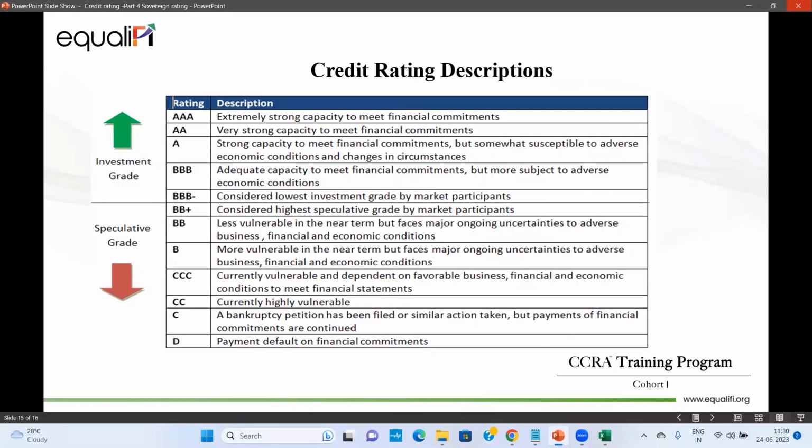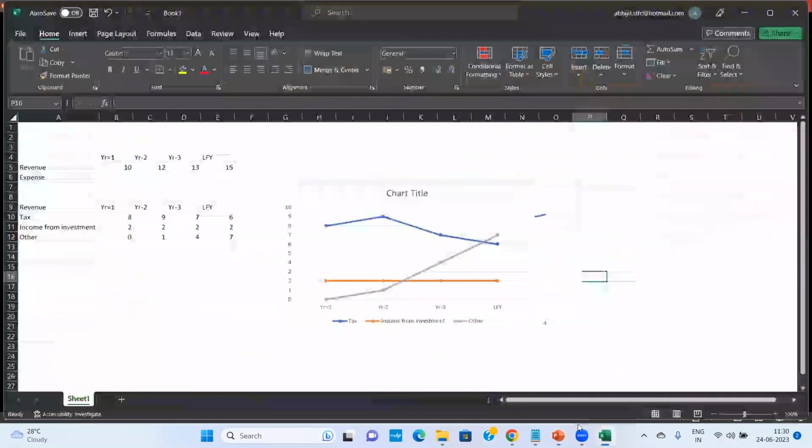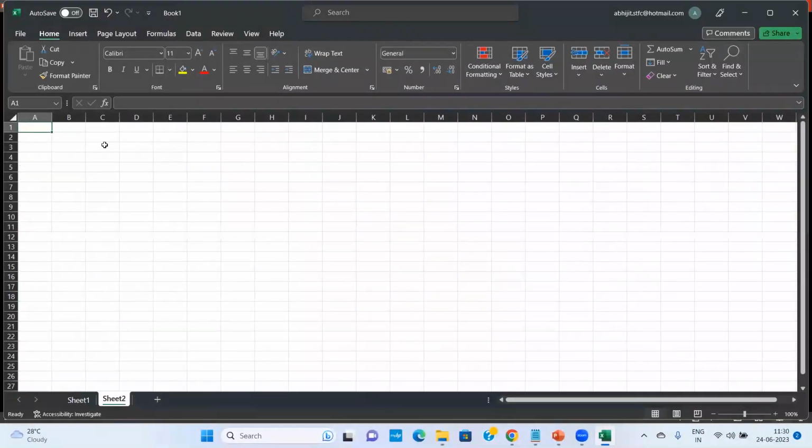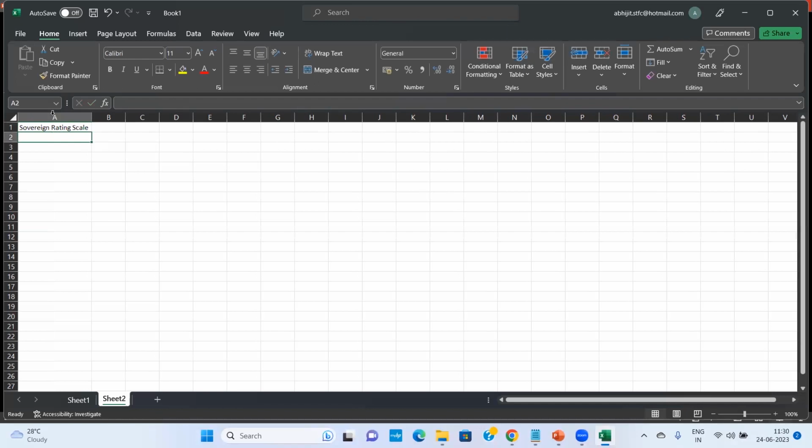Okay. Now let us do a small activity. Let us try to design a rating scale, a sovereign rating scale. Just an abstract one for a country, where I put quantitative factors, right? And we can do it jointly.